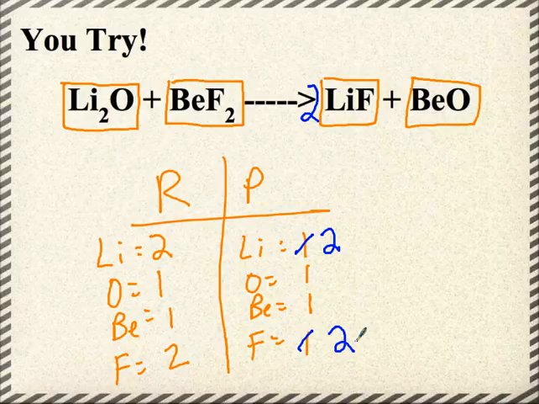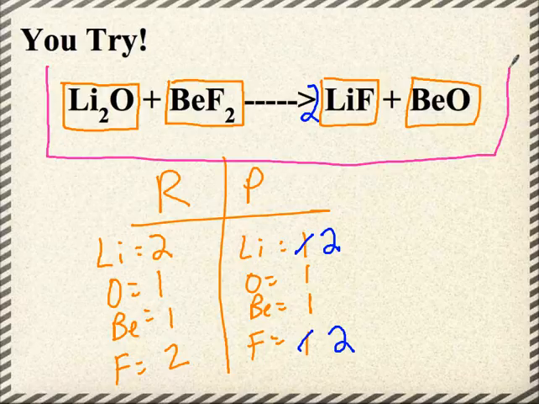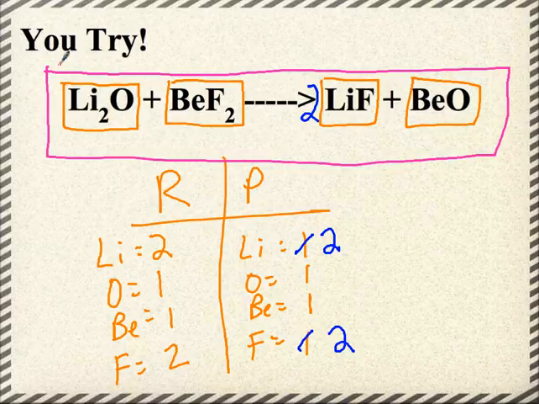And look at that. If you notice, lithiums are 2, 2, oxygens are 1, 1, berylliums are 1, 1, and my fluorines are 2, 2. Just by doing that, I'm done. So here's my answer. Boom. All done. All right, so this one was actually a really, really easy one, even though this one had many, many more atoms I had to deal with, but it was a quick fix.